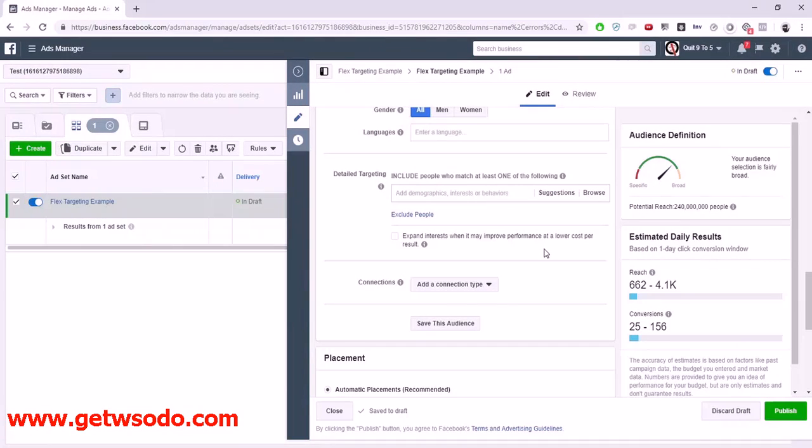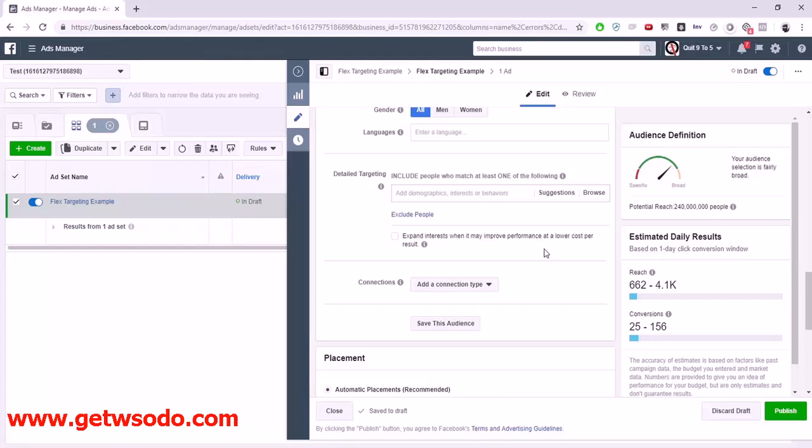Hey guys, in this video, I'm going to show you a little bit about flex targeting. So what is flex targeting? Well, it's pretty much just a way to play around with your targeting inside of your Facebook platform in order to really laser down on who you want to target, who specifically, really specifically that you want to target.